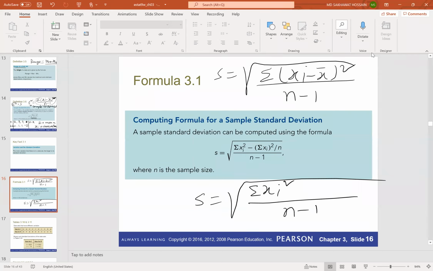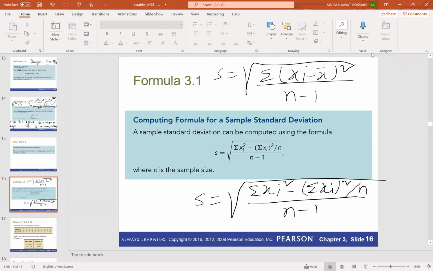sigma of xi square. So what you have to do is take the square of each number, then subtract sigma of xi, whole square, divided by n. Okay, so sigma of xi whole square.